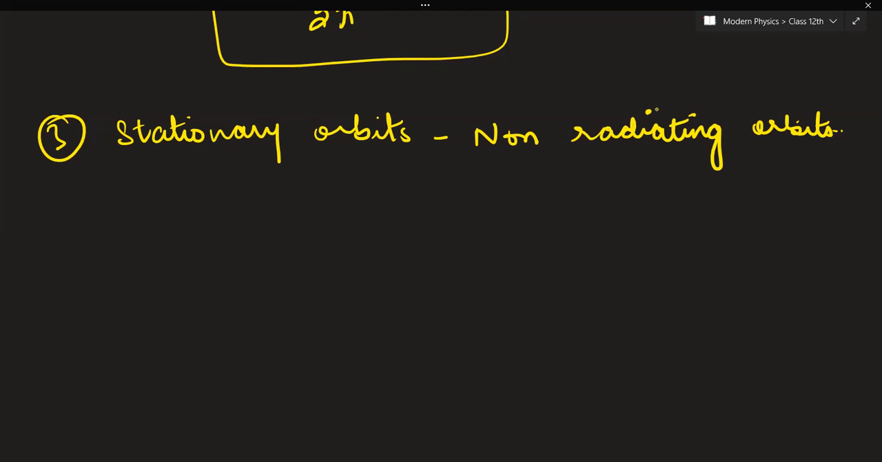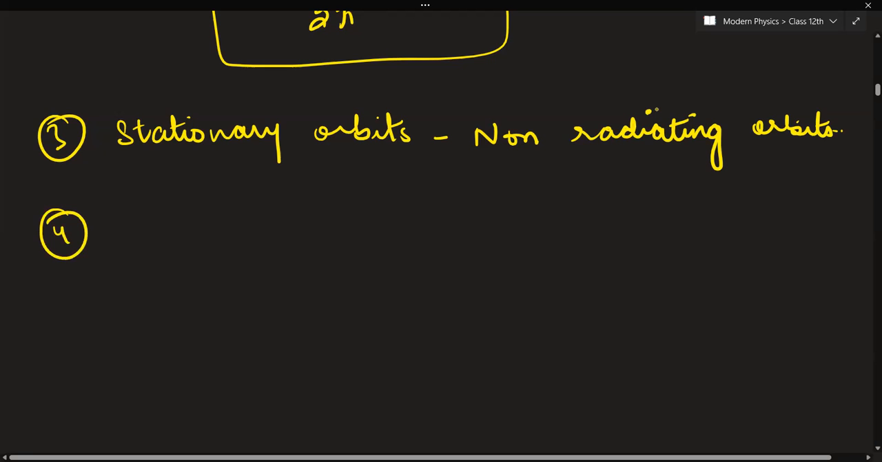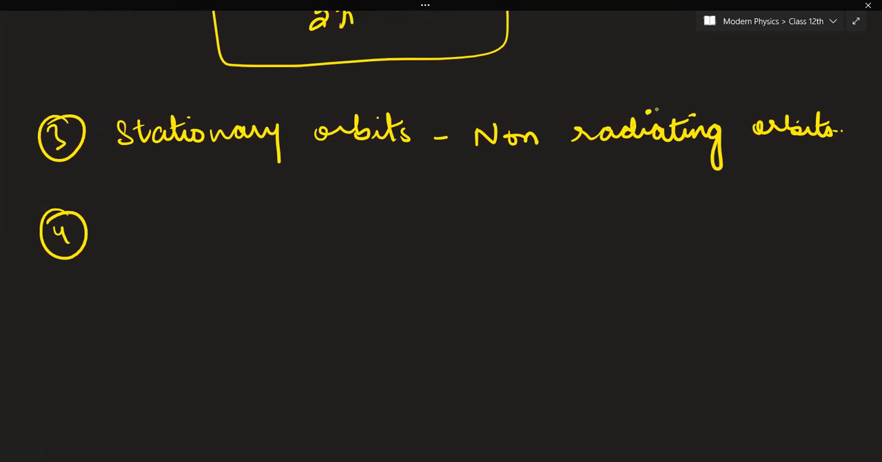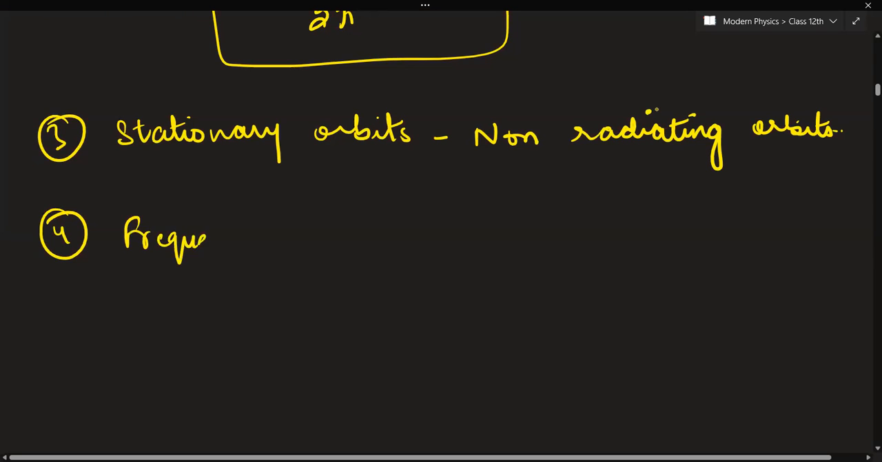Whenever electrons are revolving in their suitable orbits, if they do not radiate energy, they keep moving in the same orbit, and the orbit will not appear to move. That's why we call it a stationary orbit, or non-radiating orbit. The last one is the frequency condition.